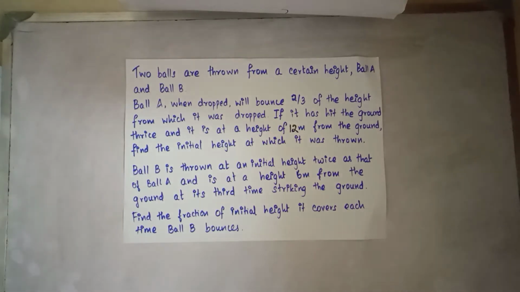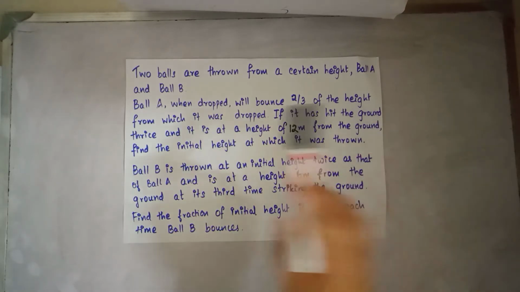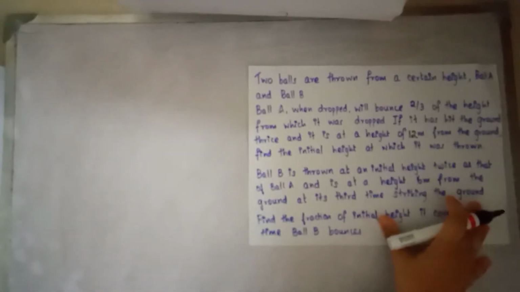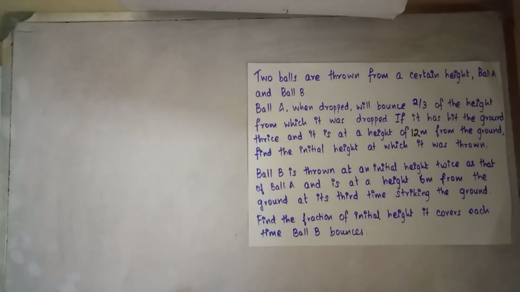Okay, so this question is a compound question. It has two different parts. First, we'll be looking at this part and then we'll proceed on to this part. So let's look at ball A. Ball A, when dropped, bounces to 2/3 of the height from which it was dropped.